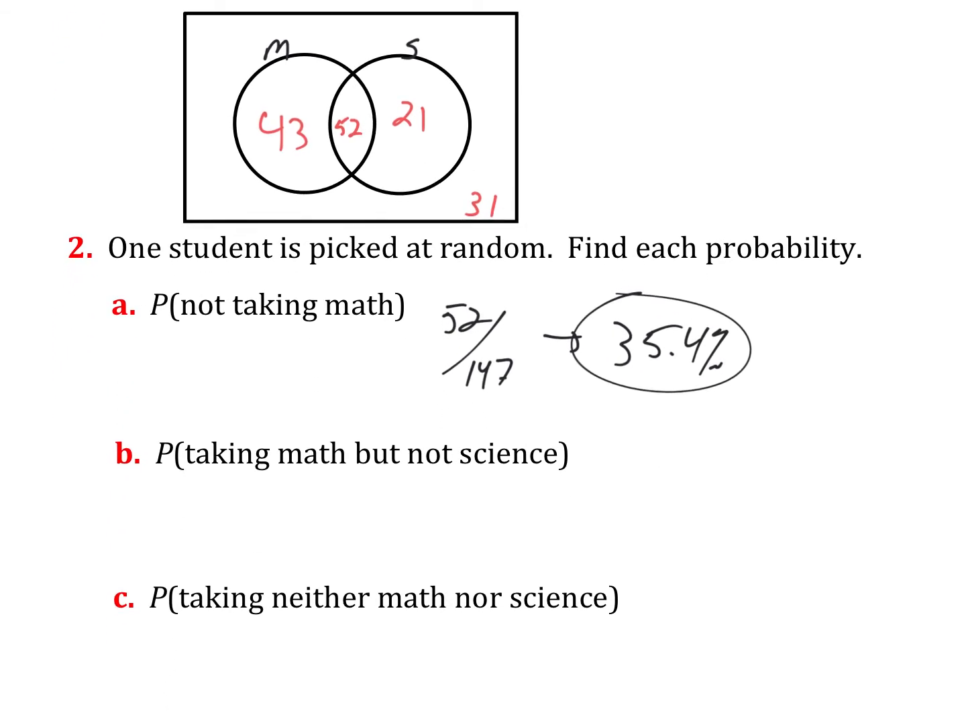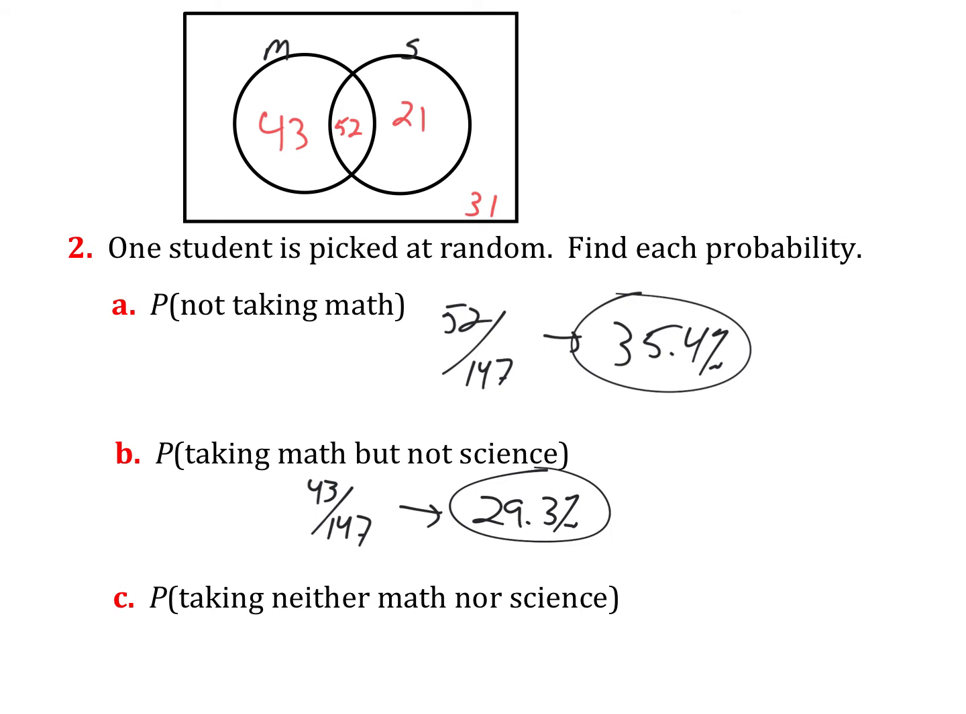Probability of selecting someone taking math but not science. So they're in the math circle but not the science circle. That's just this 43 right here. Written as a probability, we'd throw it over the total and then throw it into our calculators to get it as a percent.